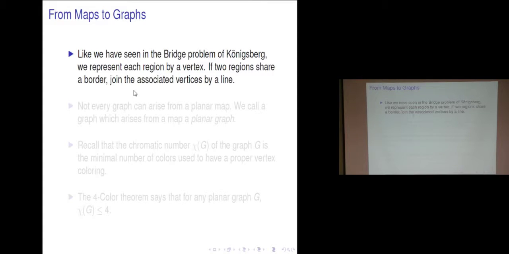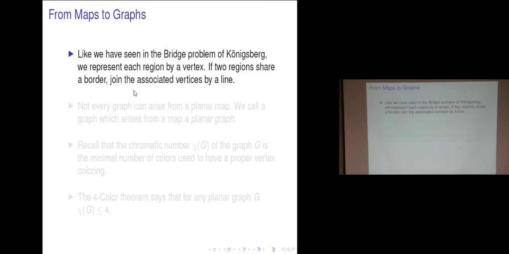Okay, so first we have to turn the map into a graph, turn the problem into a vertex color problem, something we are more familiar with. Okay, so we have seen in the bridge problem when we talked about Euler circuit, right? We turned a map into a graph. Over there, if two regions were joined by a bridge, you add an edge.